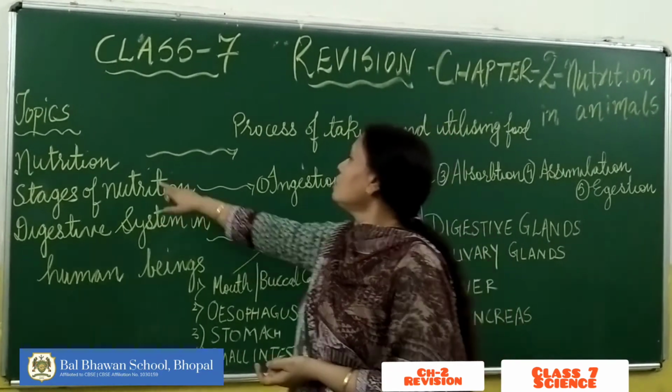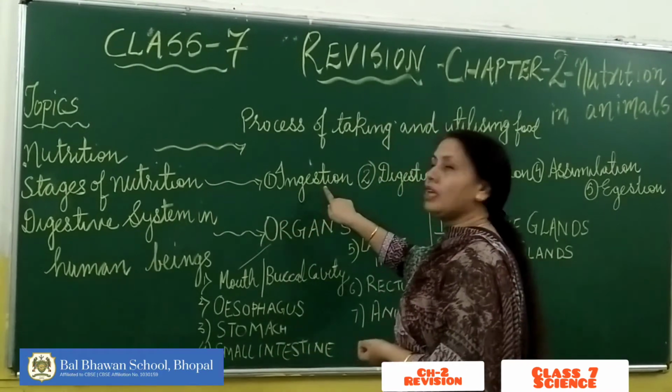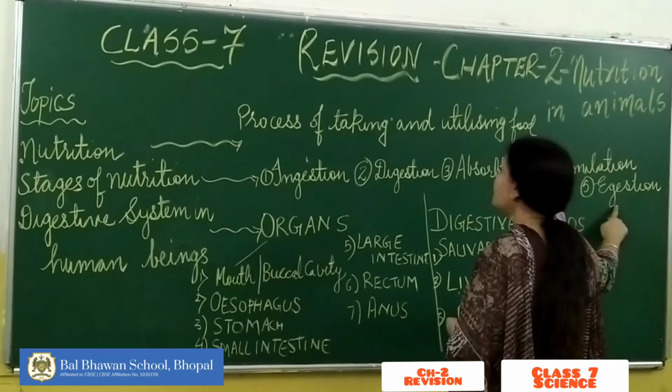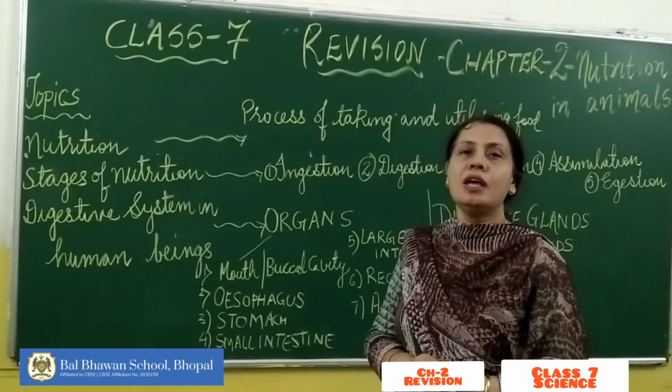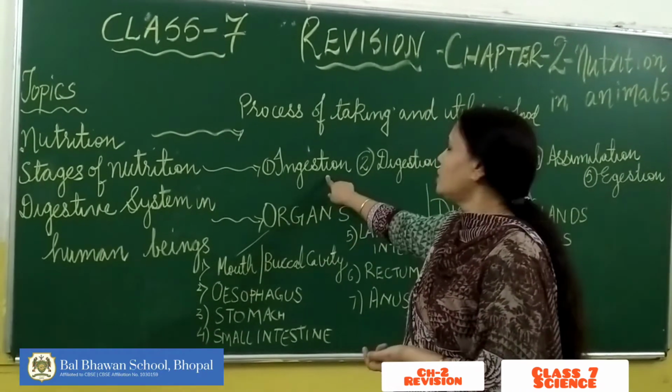Now this process of nutrition has five stages. They are ingestion, digestion, absorption, assimilation and egestion. Now coming to ingestion, the process by which an organism takes in food is called ingestion.